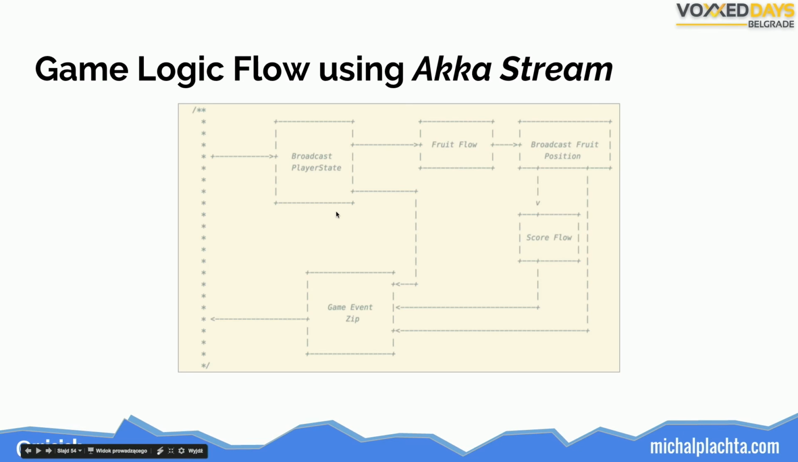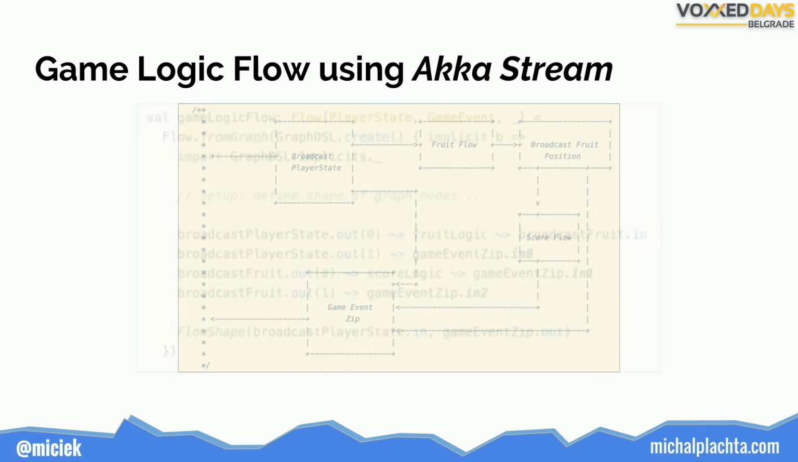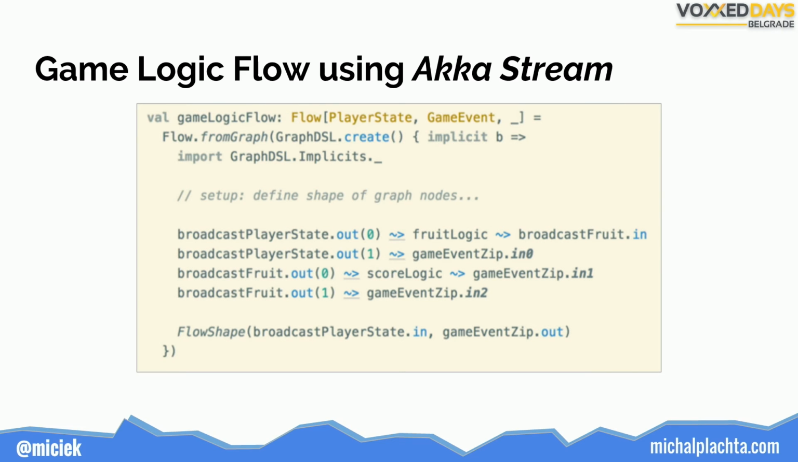So we need to broadcast player state because it's used in 2 different places. And the same goes here. We have broadcast fruit position because it's used in 2 places. And the other way around, if we have multiple ins and 1 out, we use a zip block, which is used here. So we use game event zip in order to zip all the things that we generated. And this is how it looks in the code.